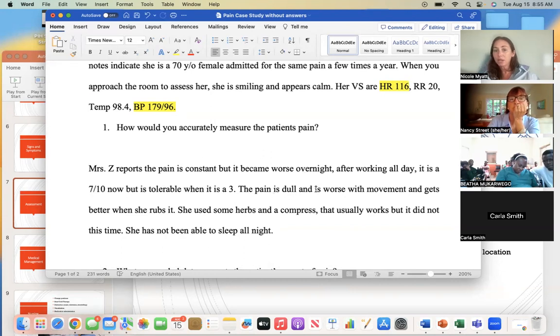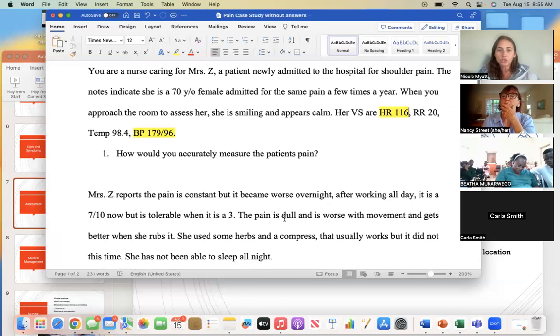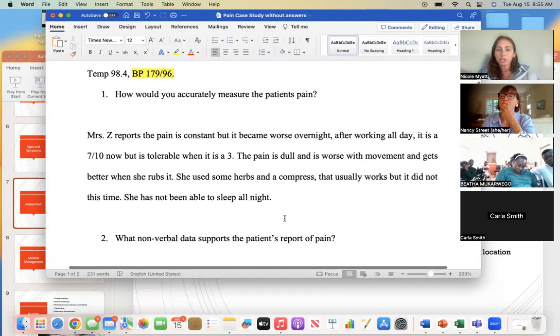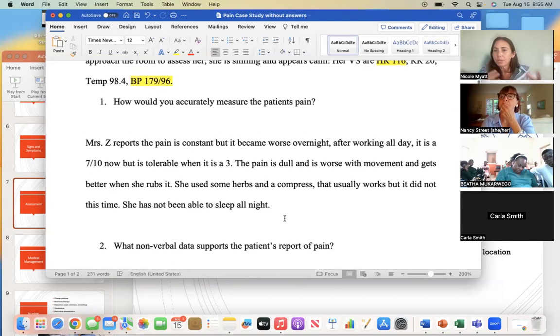The pain is dull and it's worse with movement and gets better when she rubs it. She used some herbs and a compress that usually work, but it didn't this time. She's not been able to sleep all night. So because of her age too, what are some of the things that she is at risk for?